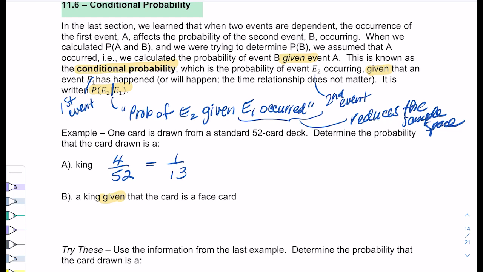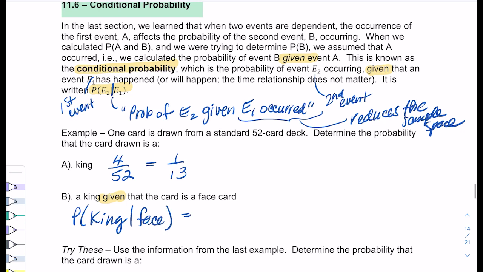When I tell you it's a face card, I just narrowed down or reduced your sample space. There's no longer 52 cards in your sample space. I told you it's a face card. So how many face cards are there? There's 12, right? There's the king, queen, and jack, the face cards, 3 of them times the 4 suits. So now instead of out of 52, it's only out of 12. The way I would write this, though, is the probability of a king given the card is a face card.